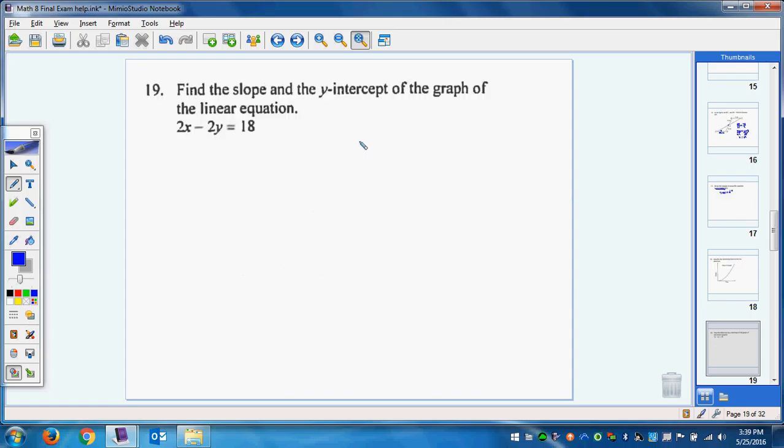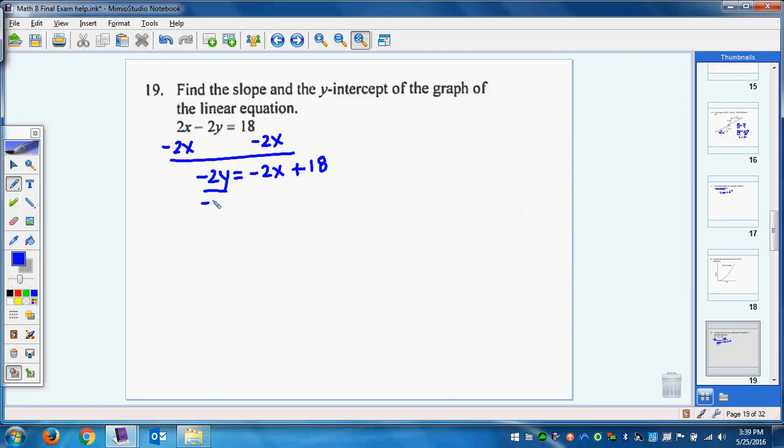Number 19, find the slope and y-intercept of the graph of the linear equation. We have done many problems like this. All I have to do is subtract 2x on both sides. And you know what? You do the rest. See what you got to do next. Yes, you already did that. So you got negative 2y equals negative 2x plus 18. All right, next step. Do your next step.